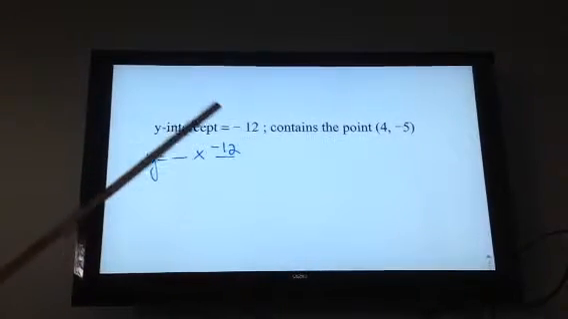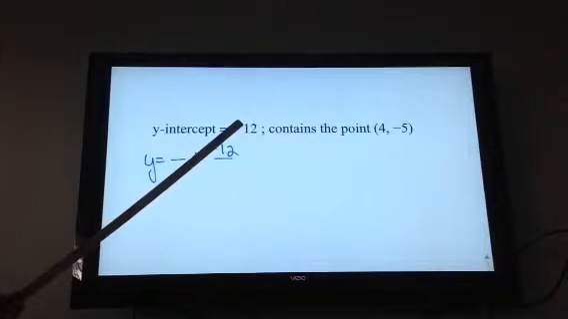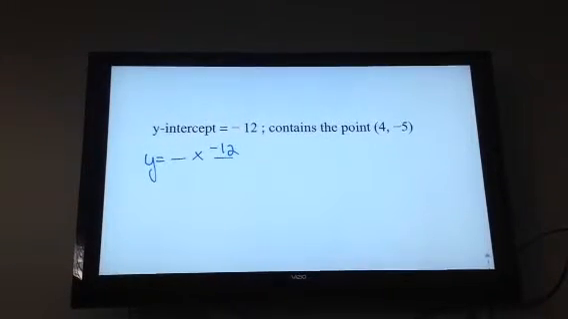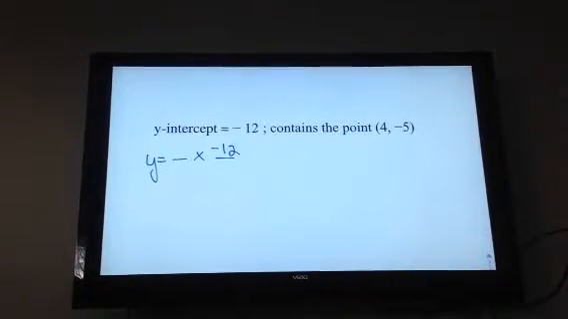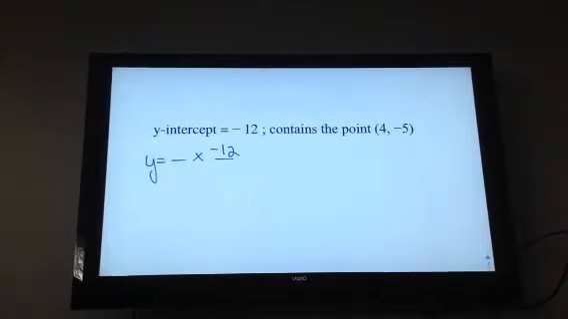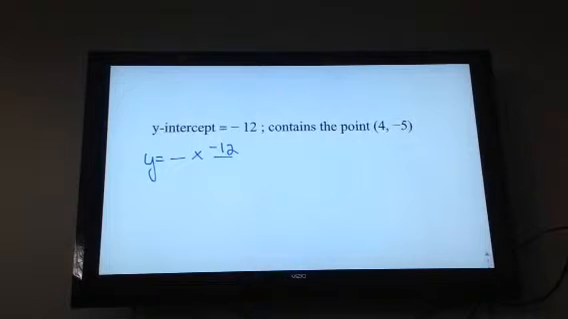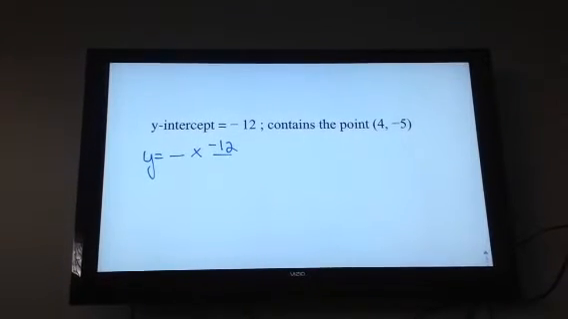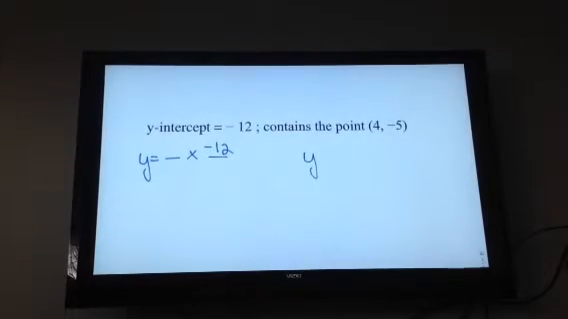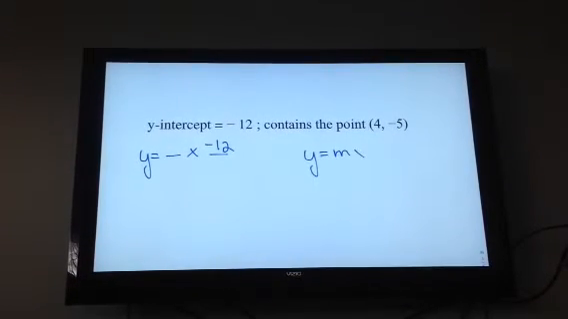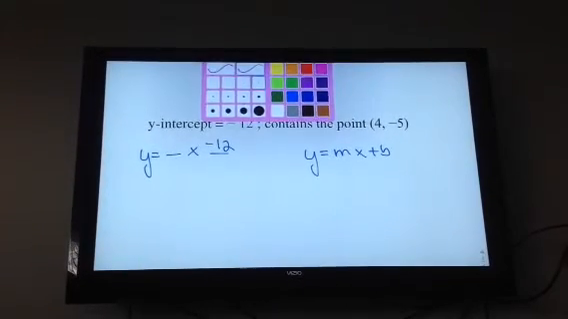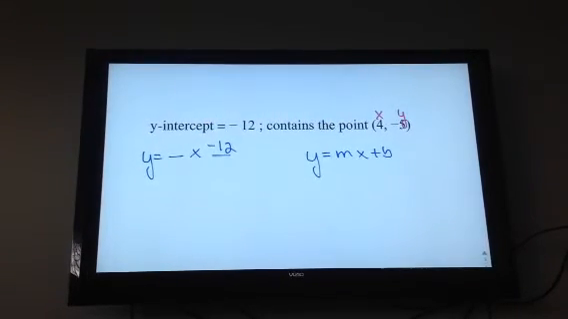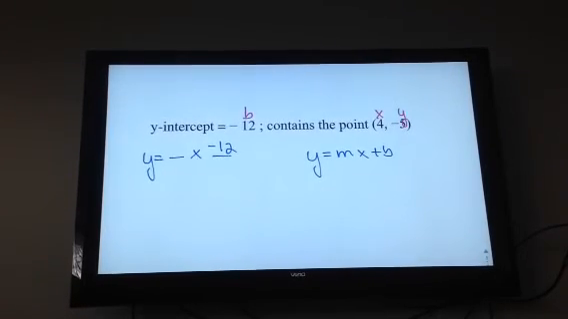One is I could make this an ordered pair of (0, -12), and then I could use my slope formula. Or I could use y equals mx plus b, which I'm going to show you, okay? Because I can use it a different way than I've used it. This time, I have an x and a y and a b, but I'm missing the m.